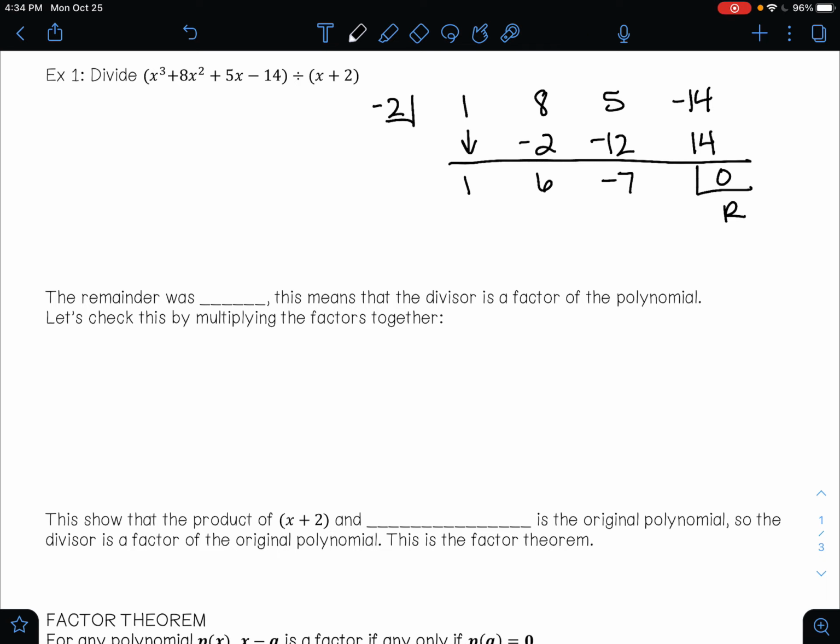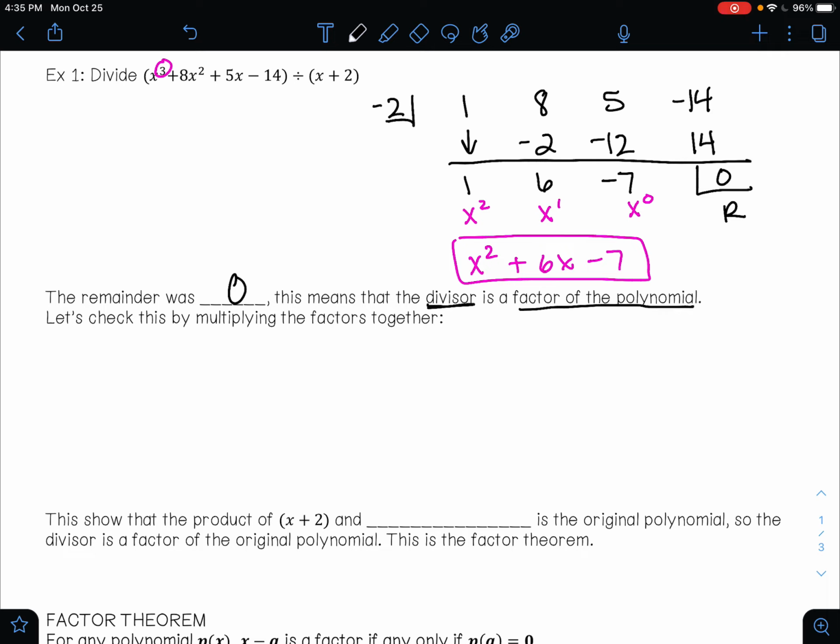When we divide it, remember that you always start with 1 degree less than what you started with. I started with a degree of 3, so this is going to be a degree of 2. And so my answer is 1x squared plus 6x minus 7. Next it says the remainder was 0. This means that the divisor is a factor of the polynomial.